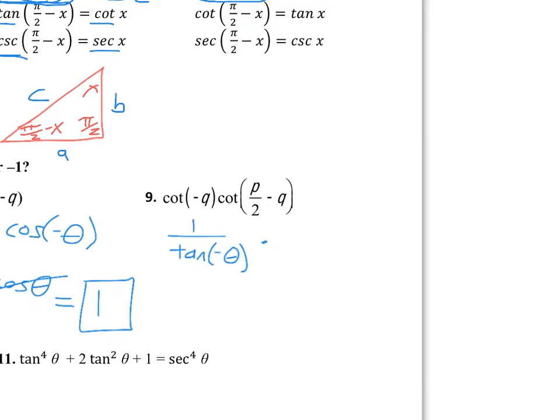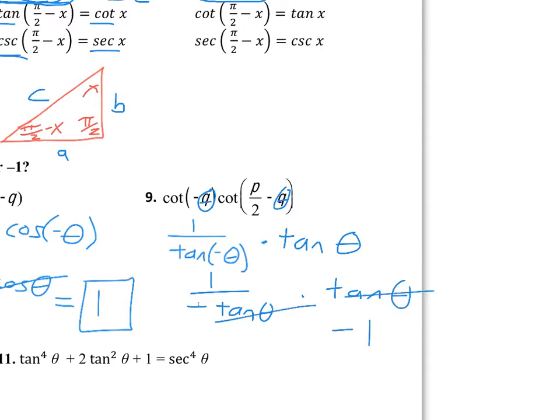Alright, so back to number 9. So the cotangent of this angle is the same as the tangent, and these are both thetas. So cotangent of pi over 2 minus theta is the same as tangent of theta. And then a few moments ago we learned that tangent of negative theta is the same as negative tangent of theta. Alright, these cross out and we're left with negative 1.